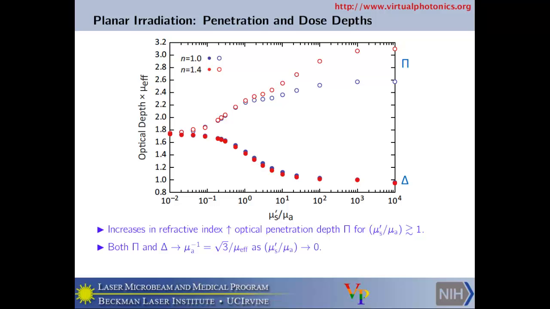Again, this is equal to the square root. Okay, that's the value of mu effective.